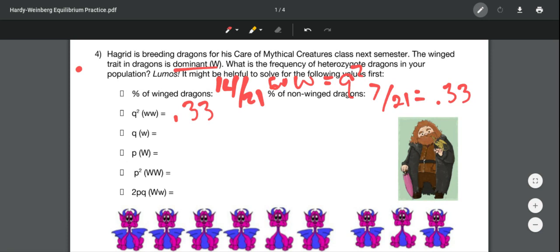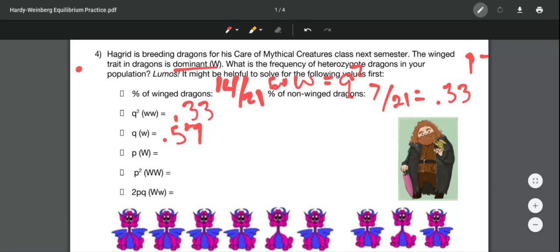All right, next step is we are going to need to use the one equation, P plus Q equals 1. So if we can get P or Q, the rest of this is pretty straightforward. If we have Q squared equal to 0.33, to find Q I would need to take the square root of both sides. So the square root of 0.33 is 0.57. I just plugged it into my calculator. Square root of 0.33 is 0.57.